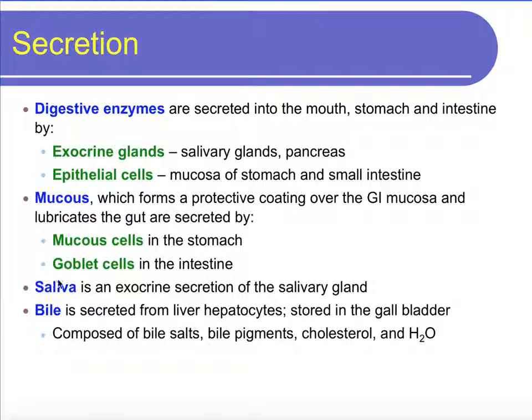So I've mentioned saliva already, which is, again, released by our salivary gland, which is an exocrine gland. And then bile, I've mentioned, is made by the liver, and it's stored in our gallbladder and helps with the process of digesting fat. It emulsifies our fat.